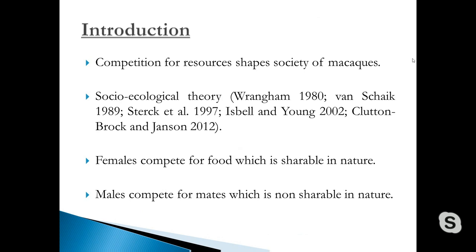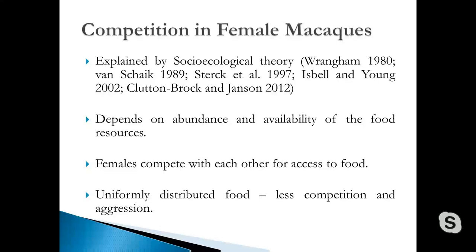So, we'll come to each sex and how they compete for a particular resource. We'll start with females, and again, it will be explained by theory. Females compete for abundance and availability of food resources in a particular range or at a particular time. Females compete with each other for access to the food resources. So if this food is uniformly distributed, there will be less competition and less aggression.